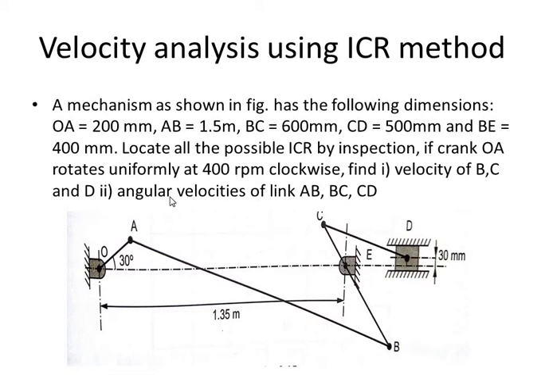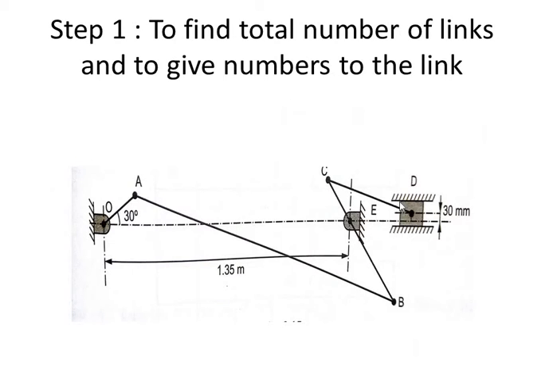So using ICR method, we can find only linear velocity and angular velocity. We cannot find acceleration by using ICR method. So this method is specifically used when you want to find out the velocity of the link. So we'll see now how to find out these velocities, that is linear velocities of the points and angular velocities of these links. Step number 1.